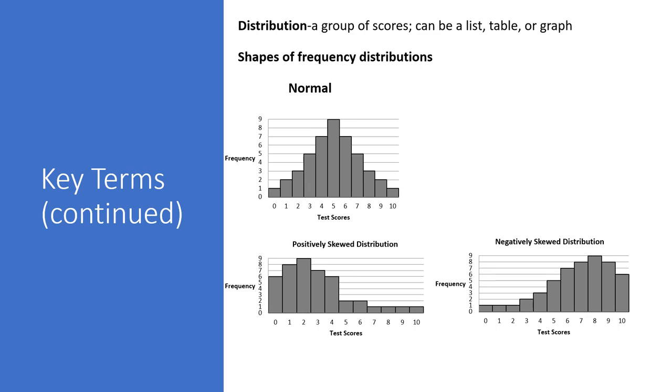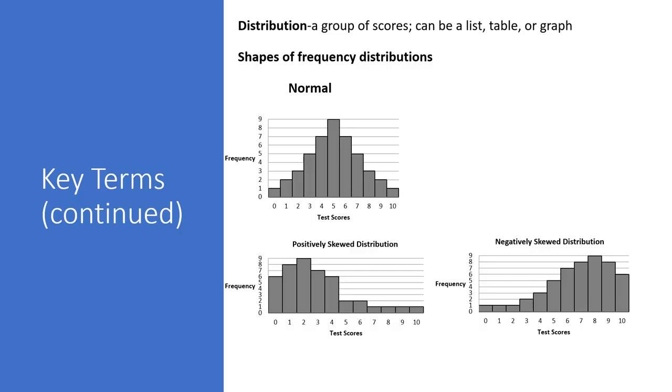I guess shapes you should be familiar with are shapes of distributions. But I should tell you what a distribution is first. A distribution can come in many forms. It's just a group of scores. It can be just a list of numbers, or it can be in a table format, or it can be a graph. Here we have three graphs, and I want you to be familiar with these different shapes of graphs and be able to recognize them.